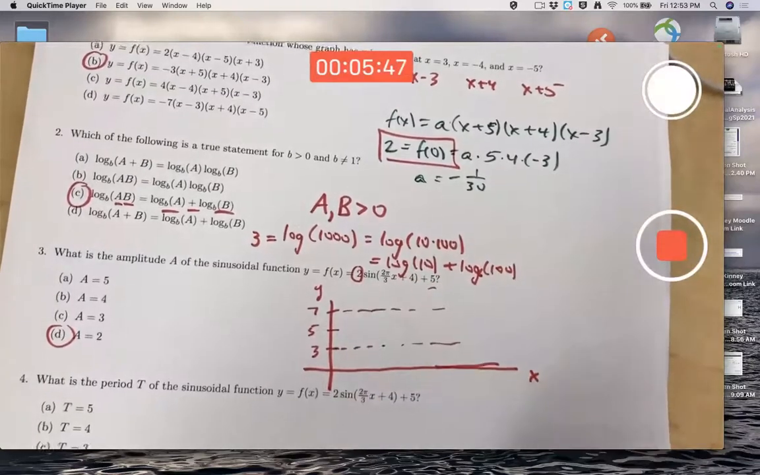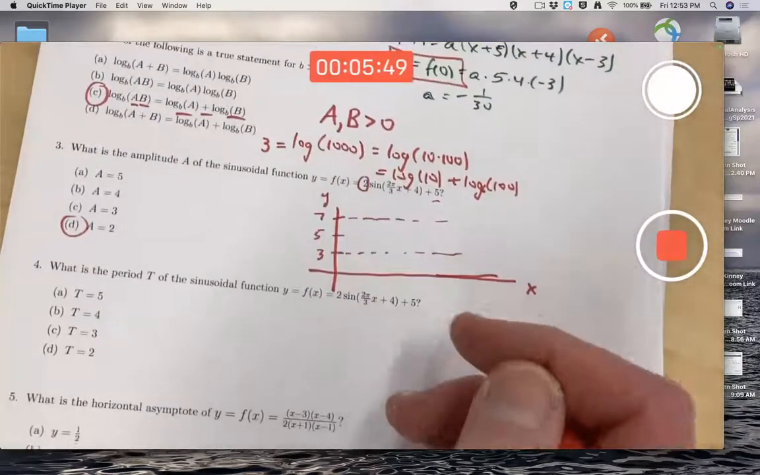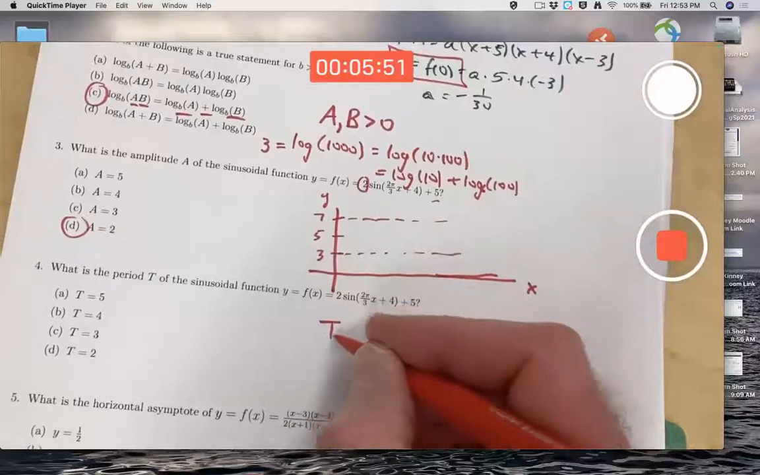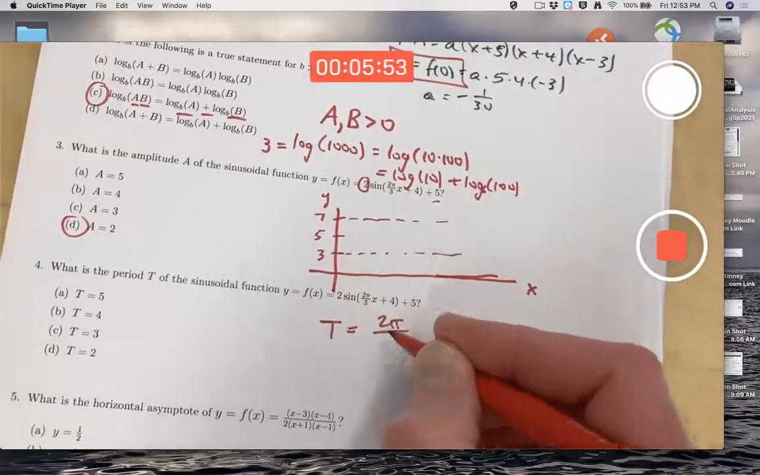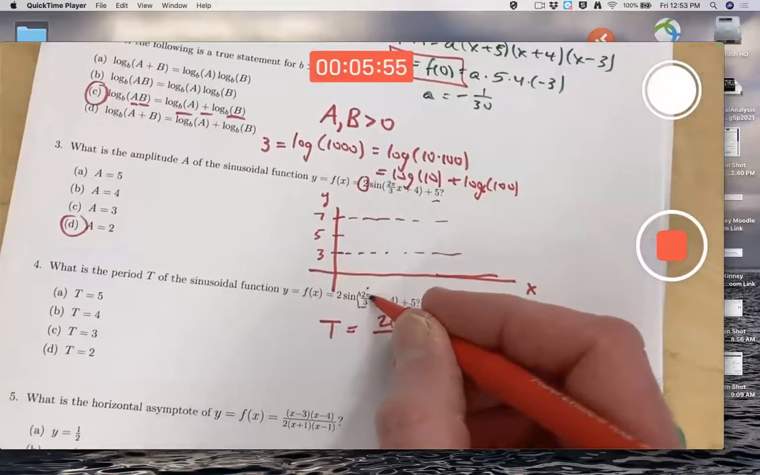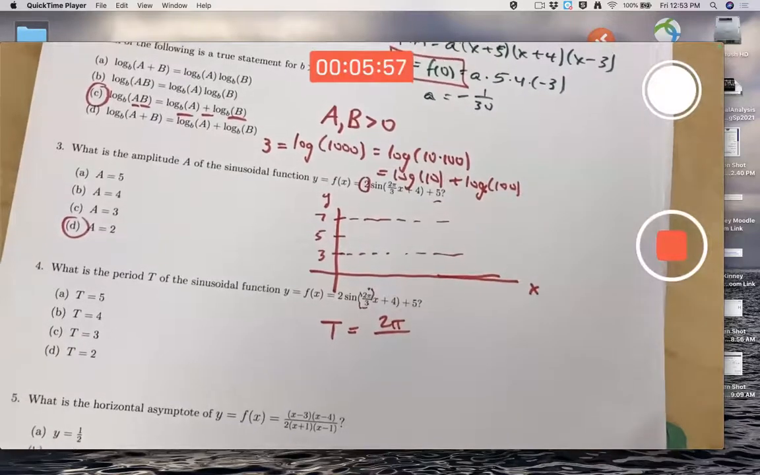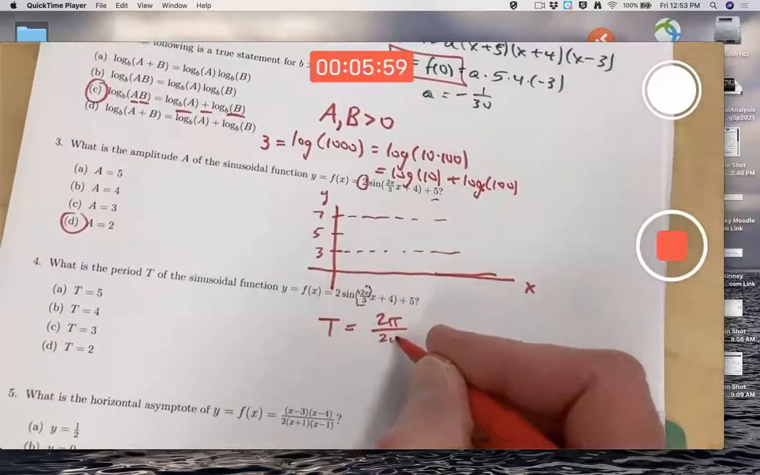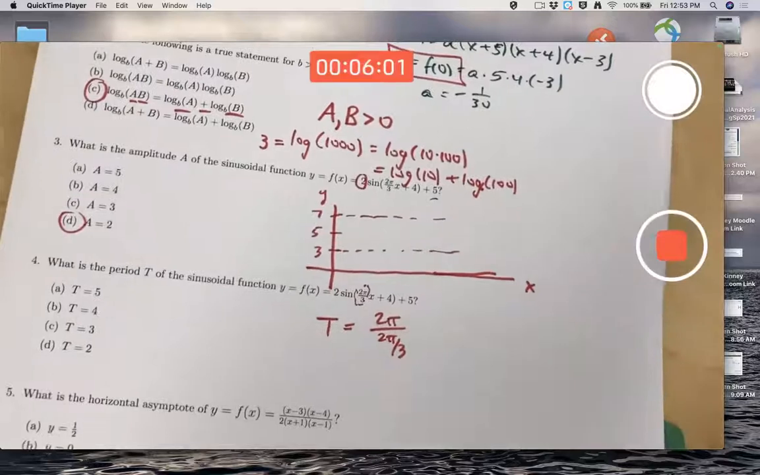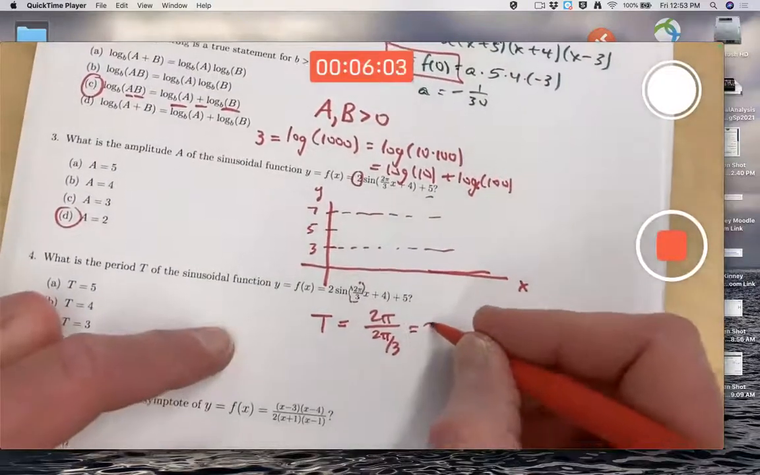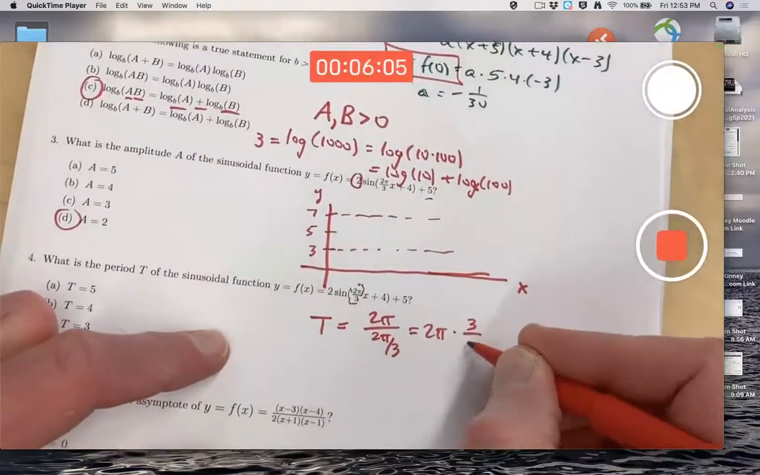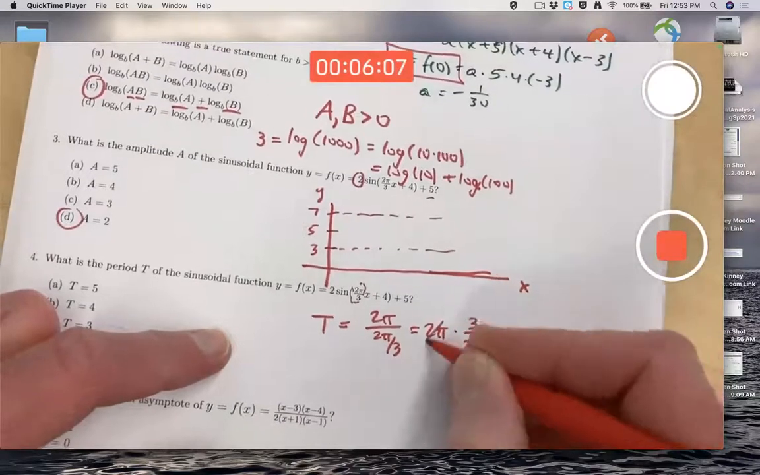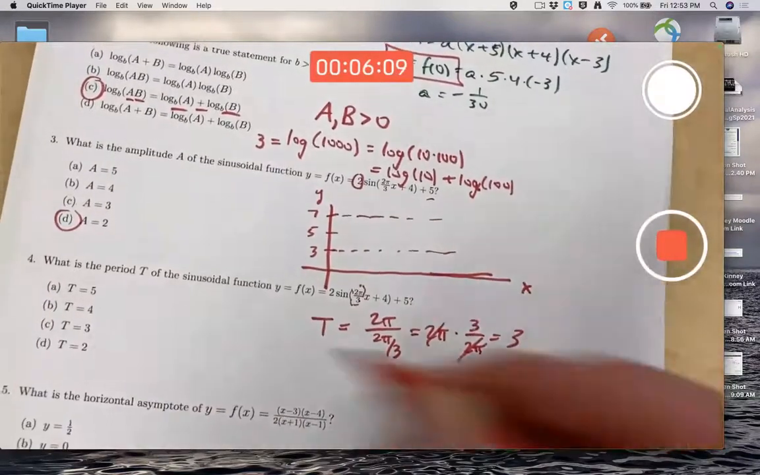What's the period? In part D, the period is always 2 pi divided by whatever number's in front of the x or in front of the t. In this case, it's 2 pi over 3. Dividing by a fraction is the same as multiplying by its reciprocal, so the 2 pi's cancel and you're left with 3. The period is 3.